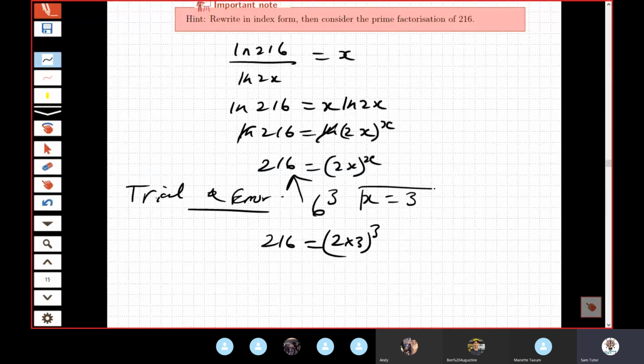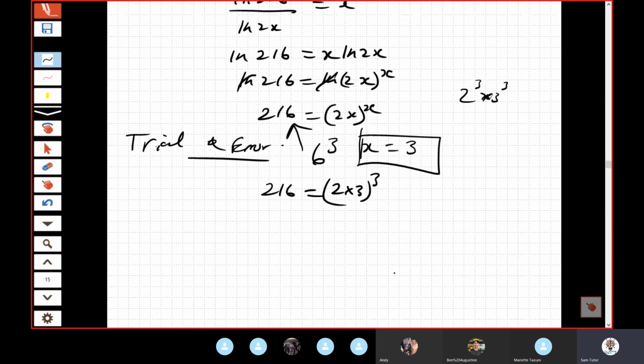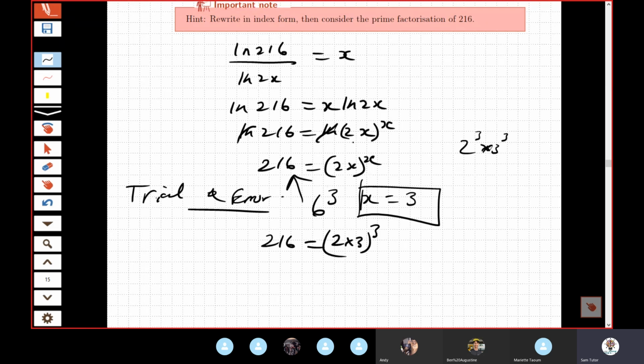So that's just a silly question. If it can't be done other than trial and error, then what's the point of it? Rewrite in index form, yeah. 2 times 3 to the power of 3, or 2 cubed times 3 cubed. Prime factorization of 216. Silly. Anyways, any questions about that? As long as you know how to get to that line right there, that's what's very important for me.